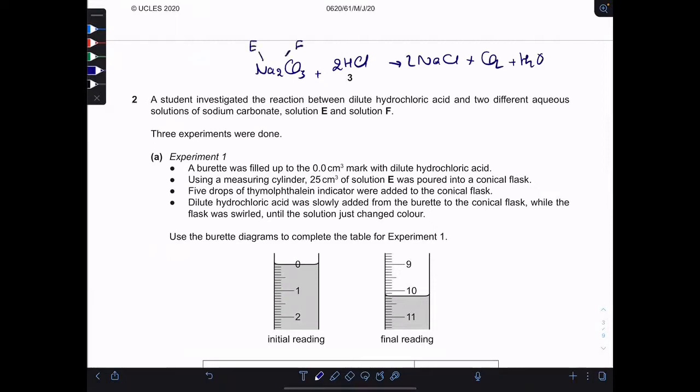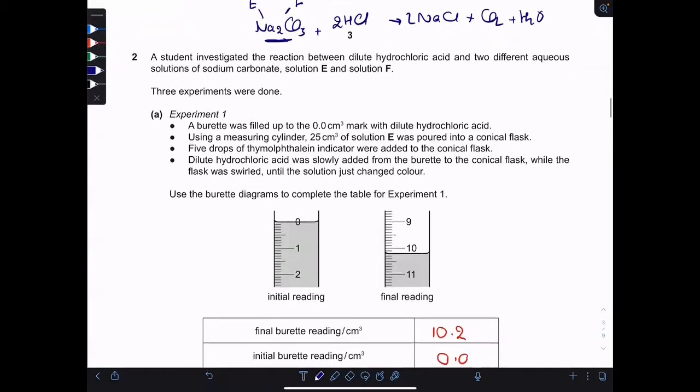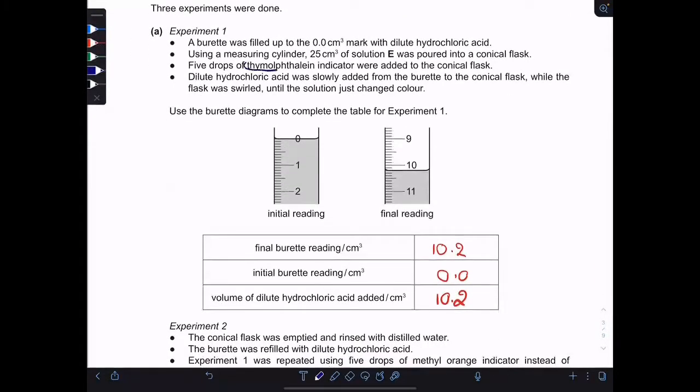When you have the same solution given 2 different symbols, this means that they have different concentrations. And then he did a titration experiment, and he wants you to take the readings. He used an indicator called thymolphthalein. He used a measuring cylinder, which is a mistake. He should have used a pipette or a burette to add the solution.